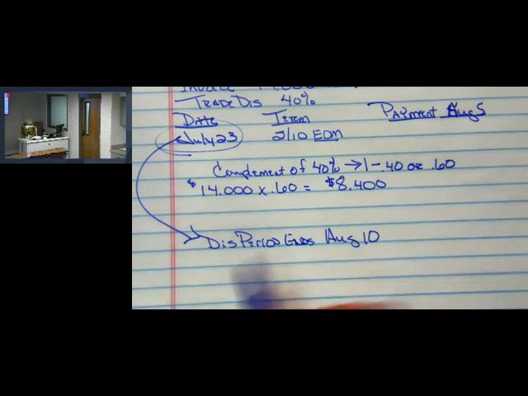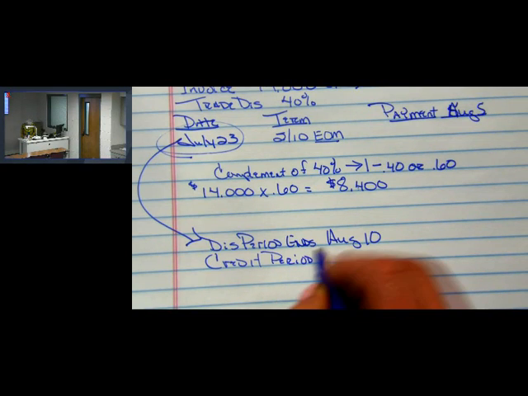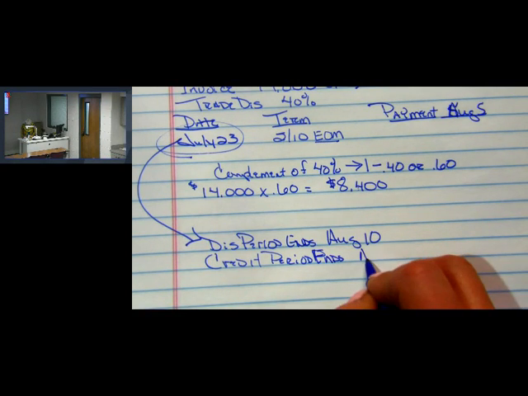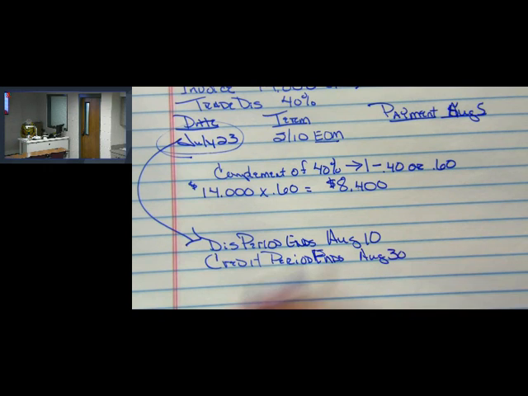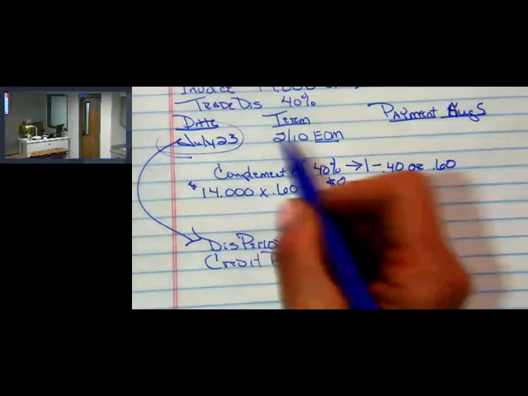By the way, the end of my credit period on this one will end, credit period ends, 30 days later, or August 30th. It doesn't ask that, but I always like to think about it. So he made a payment here on August 5th. Did he get a discount?